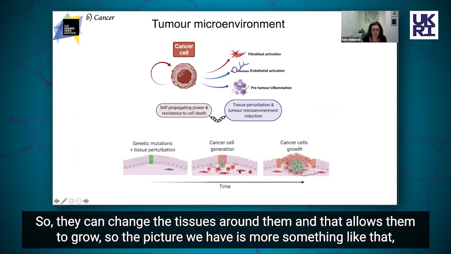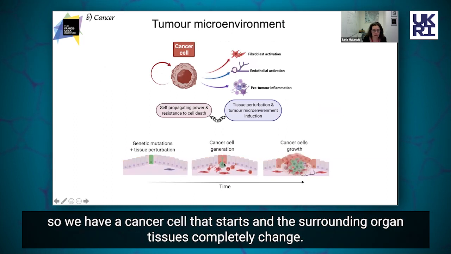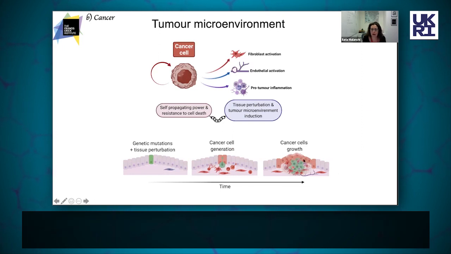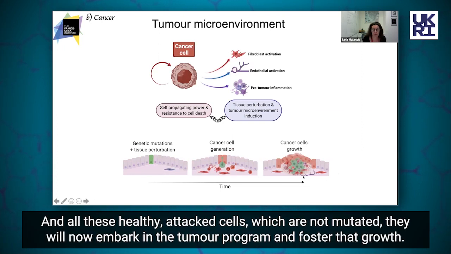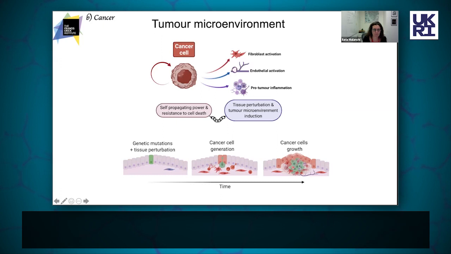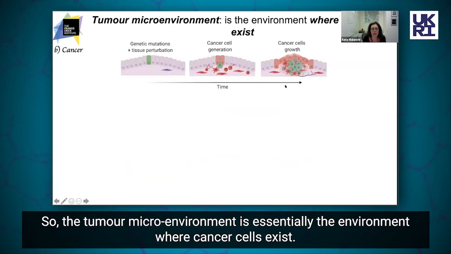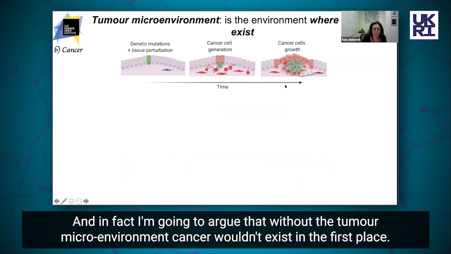So the picture we have is more something like that. We have a cancer cell that starts, and the surrounding of the tissue completely changes. All these healthy cells, which are not mutated, will now embark on the tumor program and foster its growth. So the tumor microenvironment is essentially the environment where cancer cells exist. And in fact, I'm going to argue that without that tumor microenvironment, cancer wouldn't exist in the first place.